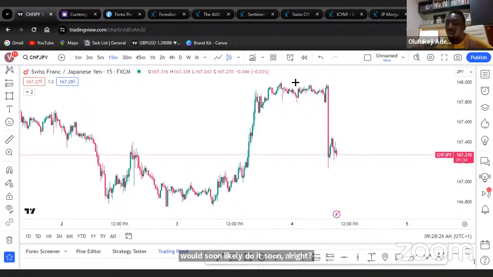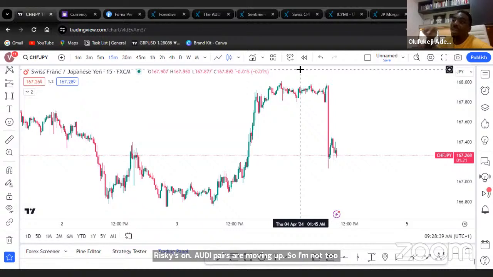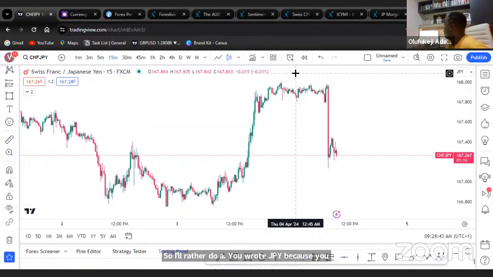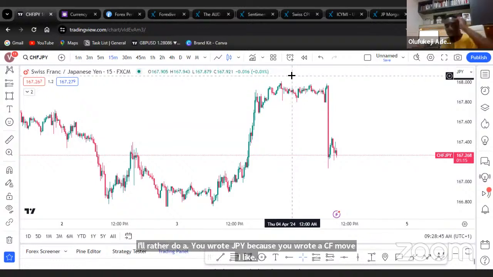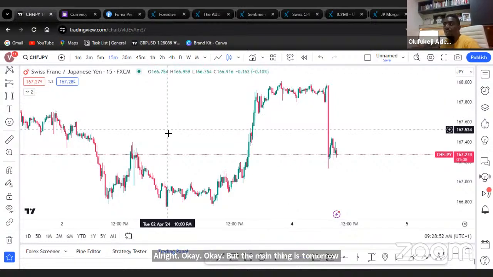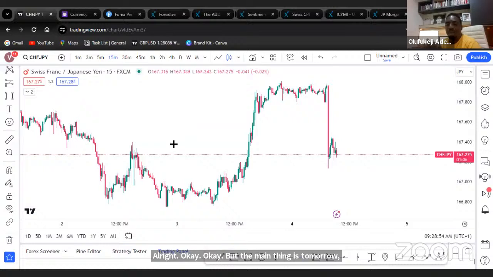AUD JPY. Now, remember we saw that risk is on. AUD pairs are moving up. So I'm not too eager to sell AUD. So I'll rather do a Euro JPY because Euro and CHF move alike. All right? But the main thing is tomorrow, non-farm payroll, when it injects liquidity and shows me what is happening on the dollar pairs, I'll know what to do. All right, then. Cheers, guys.